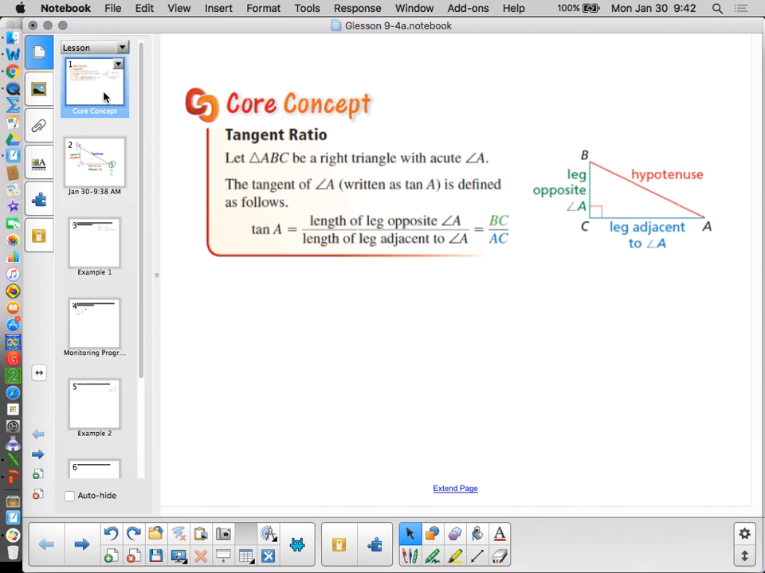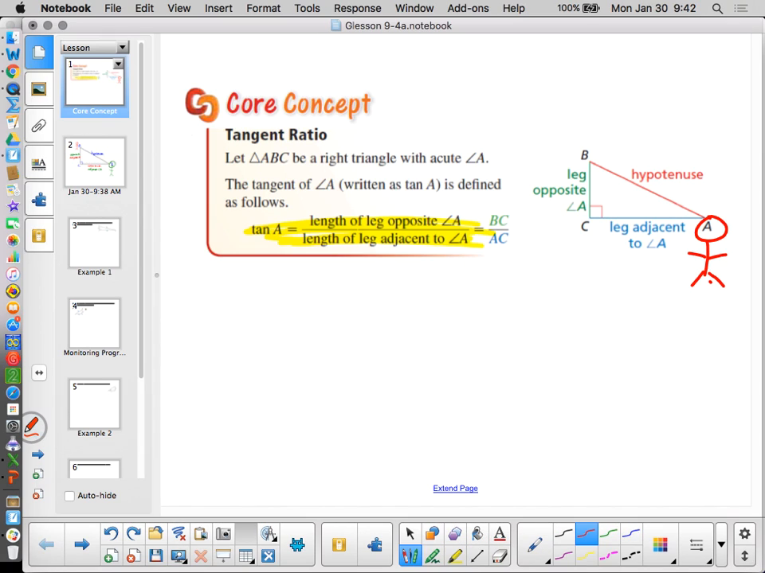Back to our definition. The tangent ratio for a triangle is defined as, and you can see it right here, the length of the leg opposite angle A over the length of the leg adjacent to angle A. So here, angle A is my reference. I'm standing right here. And the tangent of A is the length of the opposite over the length of the adjacent. Tangent is a ratio of lengths.